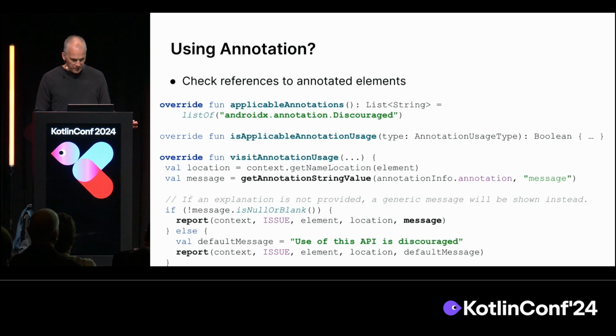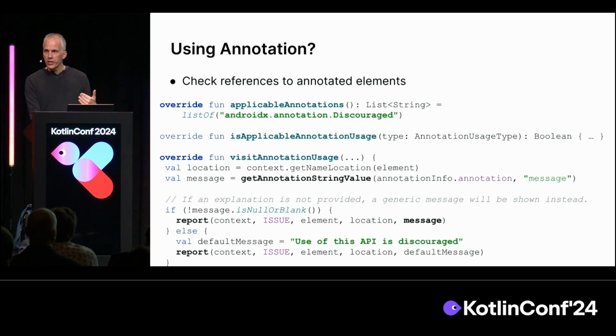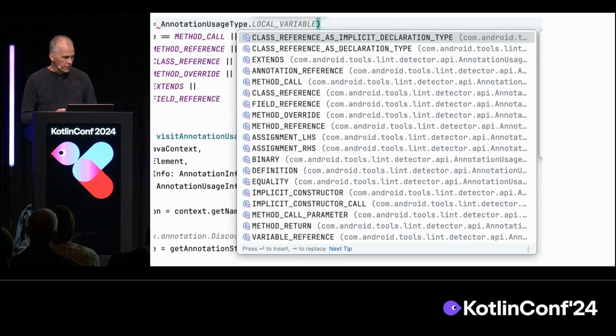Here's my personal favorite, the annotation support. So here, for example, is part of a built-in lint check for the @Discouraged annotation in AndroidX. So some APIs can be annotated with @Discouraged and an optional custom message. And the annotation support handles all kinds of scenarios. So we have this annotation usage override. So we can let the detector check all kinds of annotation usage scenarios. Here are some possibilities. Maybe you care about an annotated element being returned, or maybe used in an inequality check, and so on.